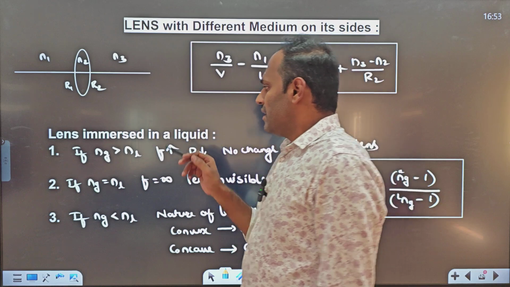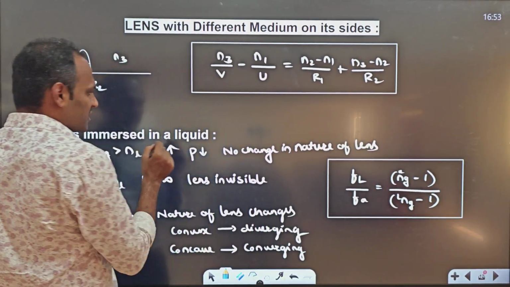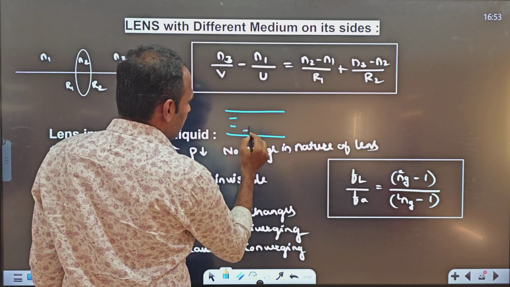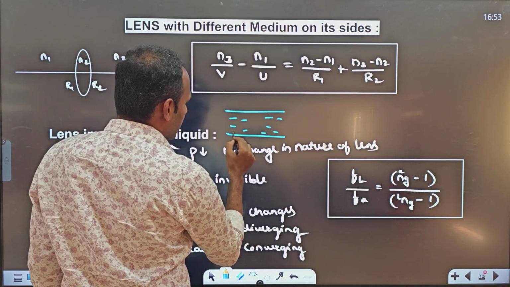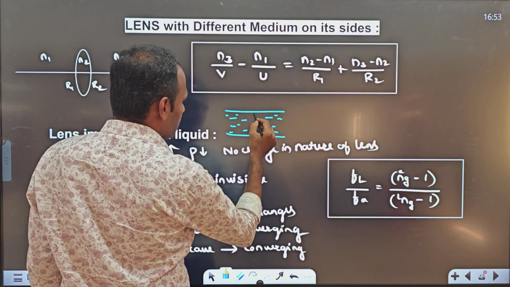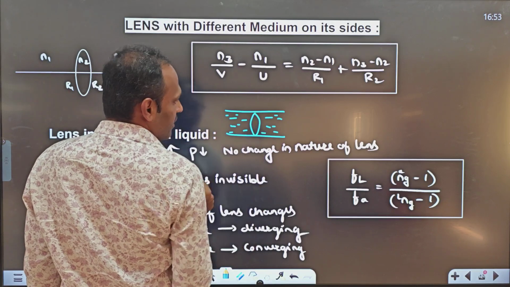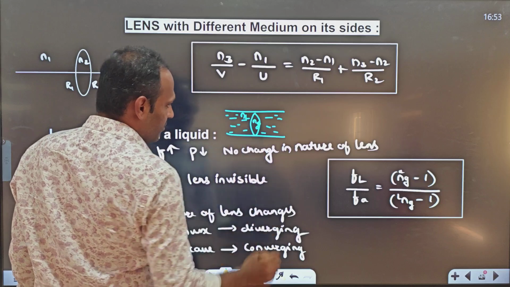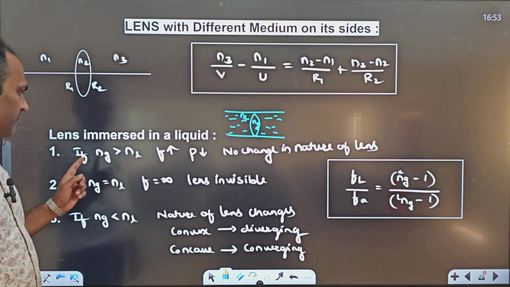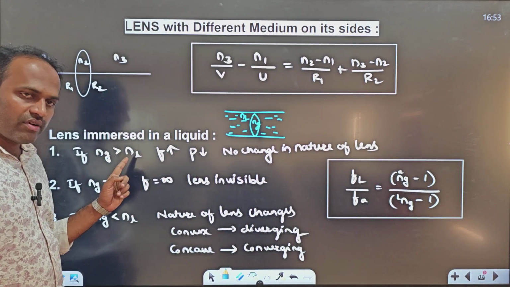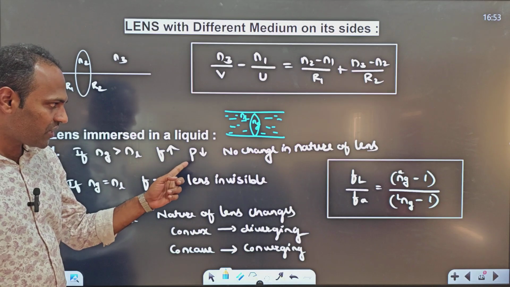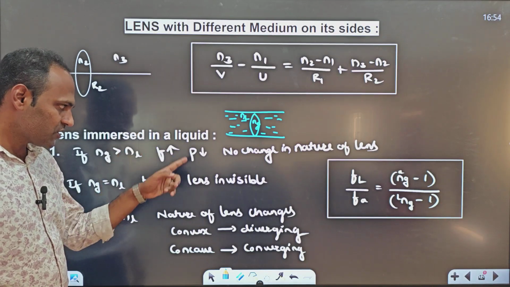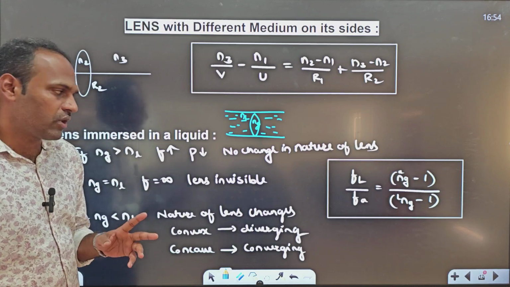Okay, now look here. Suppose a lens is immersed in a liquid. If I am immersing a lens in this liquid, let the refractive index of the lens be NG and the refractive index of the liquid be NL. If the refractive index of glass is greater than that of the liquid, the focal length of the lens increases and power decreases. Power and focal length are inversely proportional, so if focal length increases, power decreases, because power is the reciprocal of focal length.